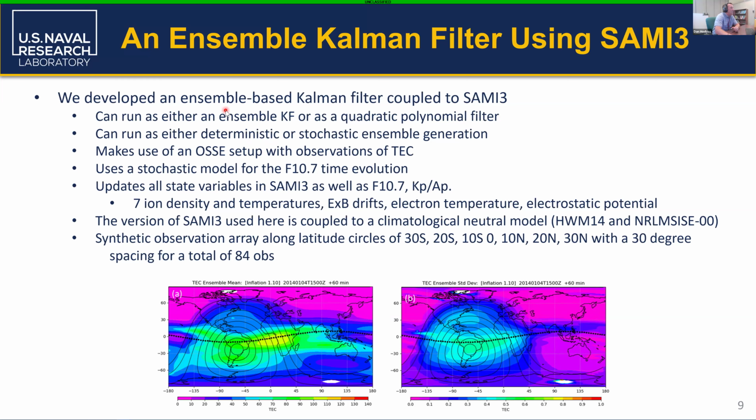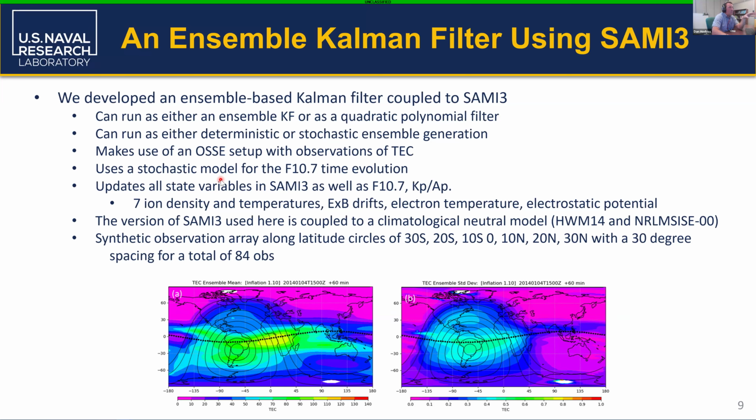The system that we developed can be run as an ensemble Kalman filter or as a quadratic polynomial filter. The quadratic polynomial filter explicitly allows you to account for skewness in the ensemble distributions. We tried that, and we didn't see much difference. So I think that's saying there's not much non-Gaussianity in the ionosphere, at least in the experiments we tried. We ran the system as either deterministic, in the form of an ETKF for ensemble generation, or as stochastic. Again, we tried both, and honestly, we didn't see too much difference. So we decided to stick just with ETKF.